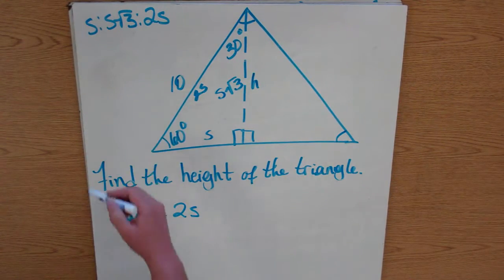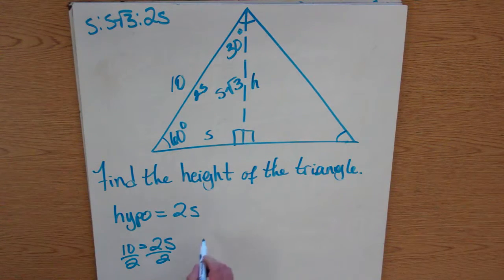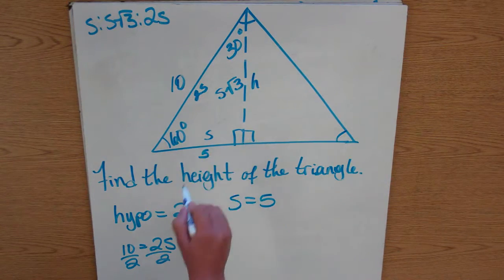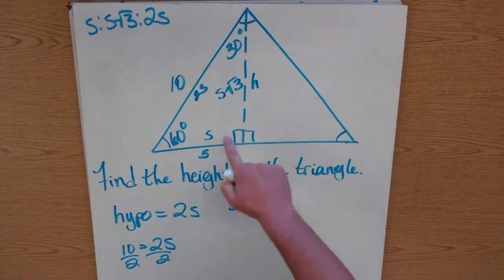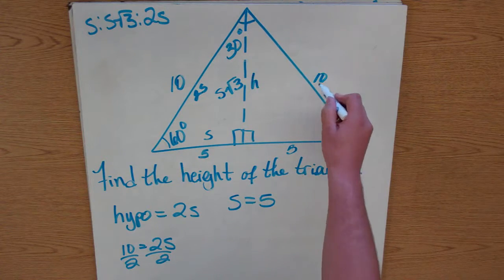And we know from this picture our hypotenuse is 10. So 10 equals 2S. Divide both sides by 2. So our short leg equals 5. So now we know that this is 5. We could have also got that because we know that this altitude bisects this side, so we know that's 5, and this would be 5, and this would be another 10.